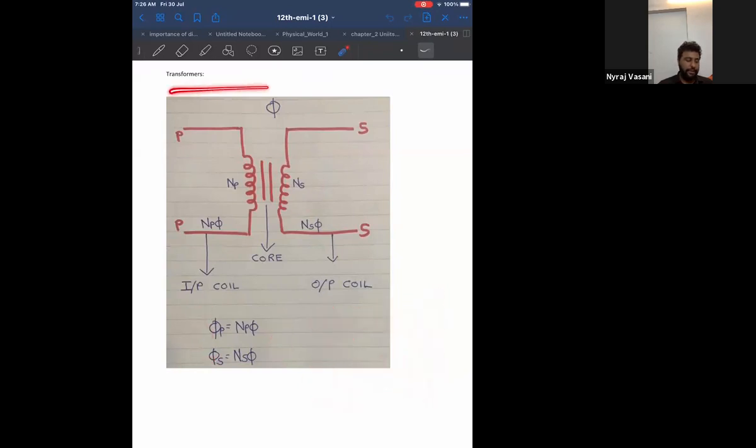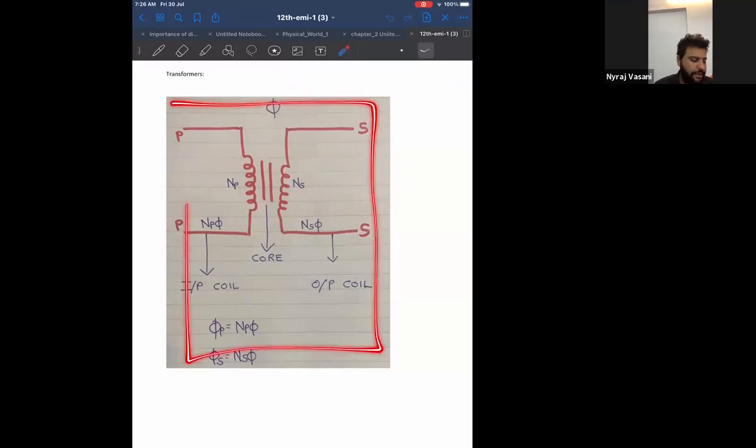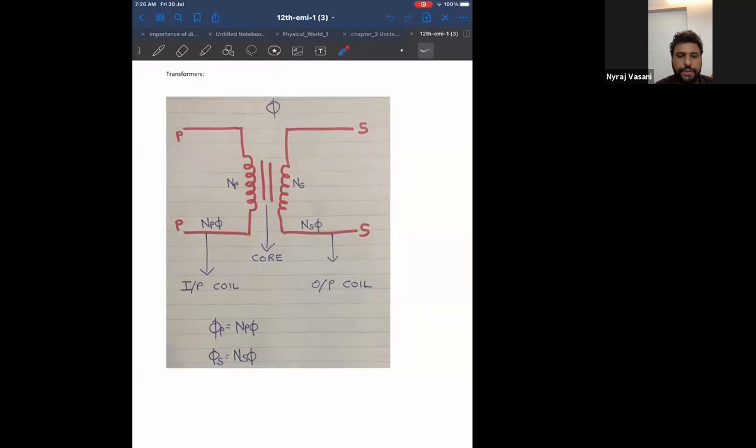Now, this whole thing becomes one diagram. Therefore, you have written the principle. It works on the principle of mutual induction. Okay, below that write down side heading diagram and draw this particular setup. Start.